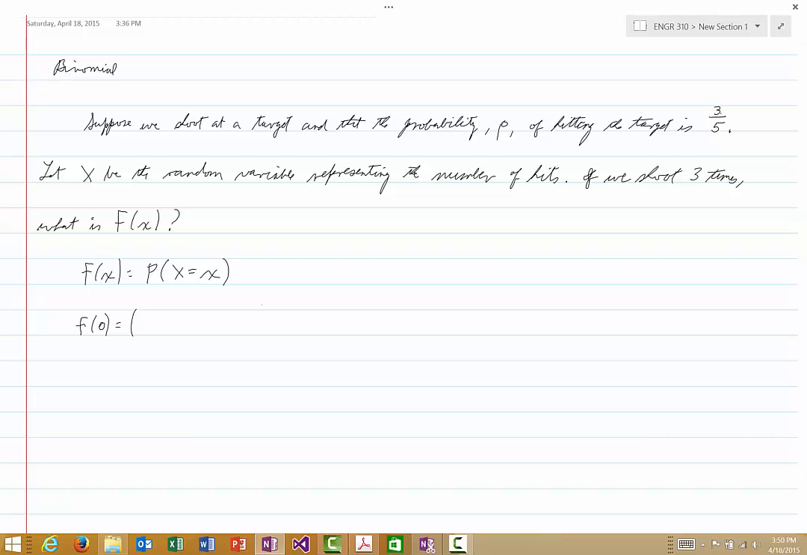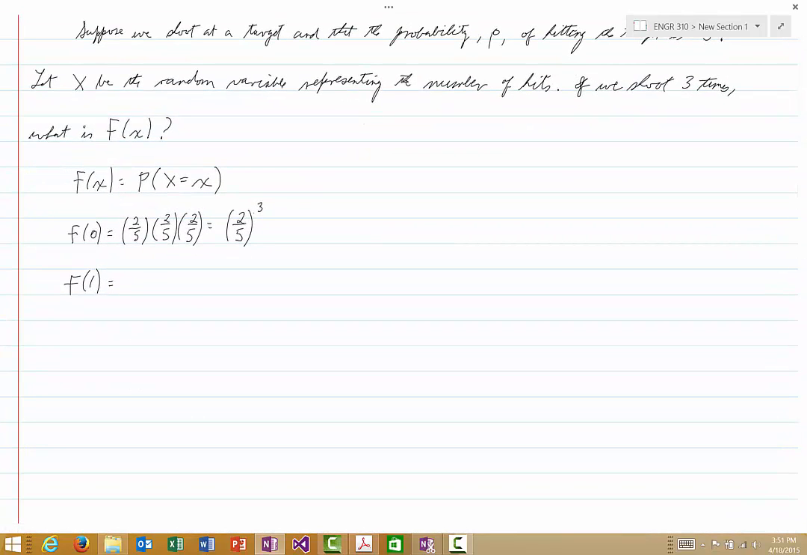So if the probability of hitting the target is 3/5, then the probability of missing the target is 2/5. And the probability of missing it all 3 times would be 2/5 times 2/5 times 2/5, or in other words, 2/5 to the 3rd power. Now, what about little f of 1? I hope that you can find out all the rest of the values of little f, and I strongly encourage you to stop the video, try to do it on your own, and then come back.